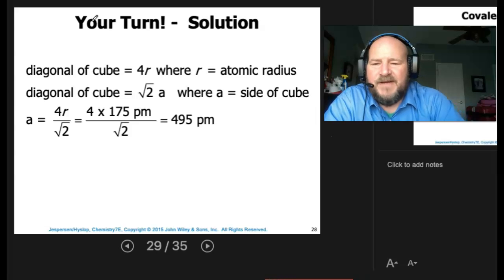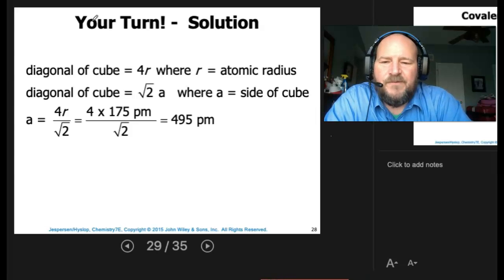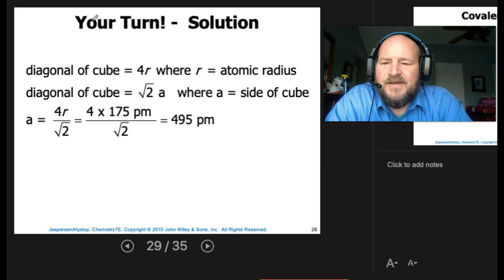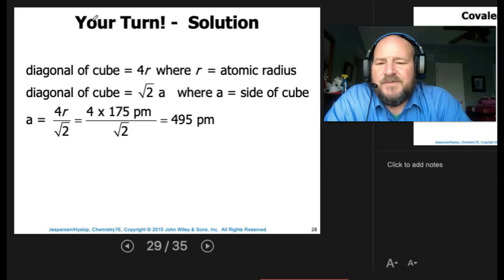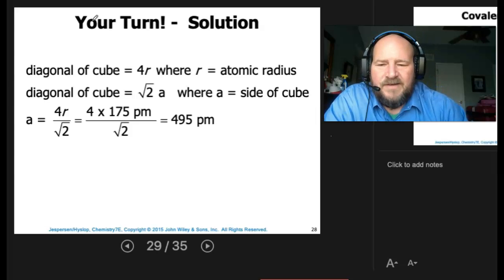So that came from the diagonal of the cube, which was equal to 4r, where r is the atomic radius. So the diagonal of the cube would equal the square root of 2 times a, where a is equal to the side of the cube. So we just plug and chug that, and we get 495 picometers.